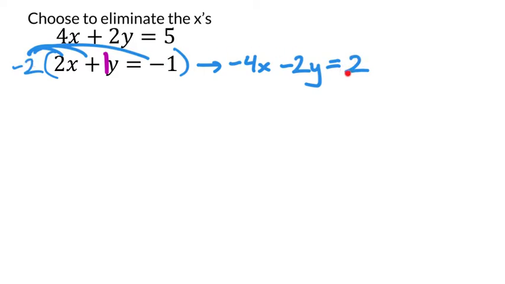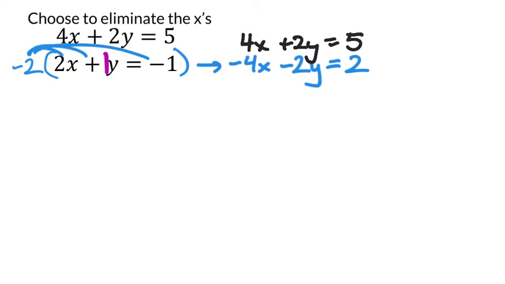A lot of students just put negative 2 right there. Maybe they miss one of the negatives or something like that, or just a brain fart in general, but that should be a positive 2 because it's a negative times a negative right there. Now, we didn't do anything to that top equation. So it still is 4x plus 2y equals 5.